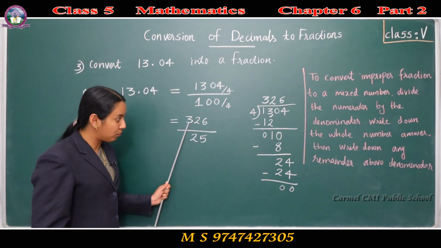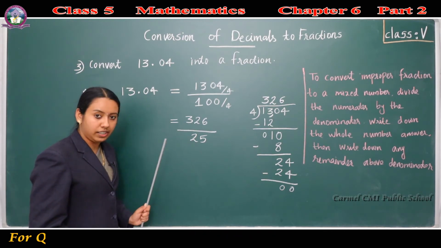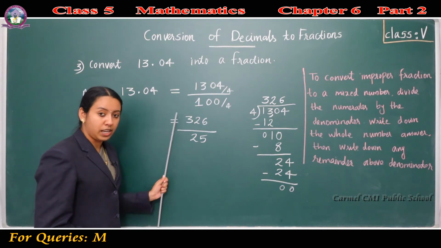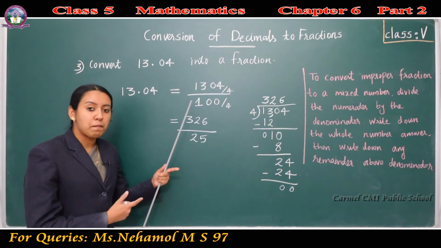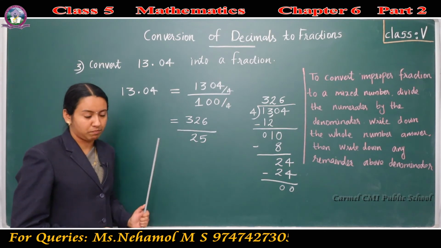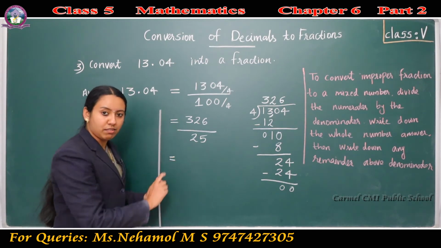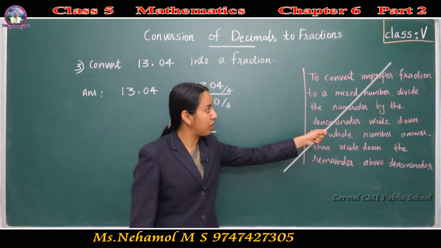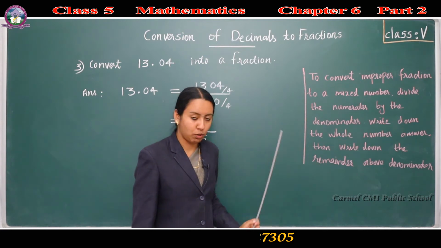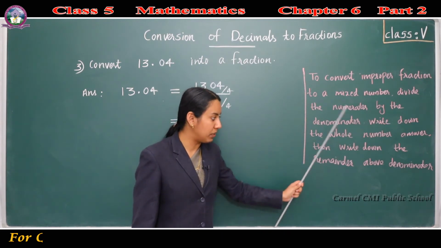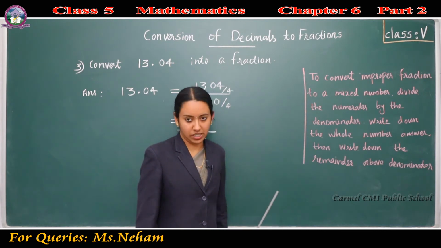Here the numerator is greater than the denominator, so it is an improper fraction. We can convert an improper fraction to a mixed number or mixed fraction, which is a combination of a whole number and a fraction. To convert, divide the numerator by the denominator, write down the whole number answer, then write the remainder above the denominator.